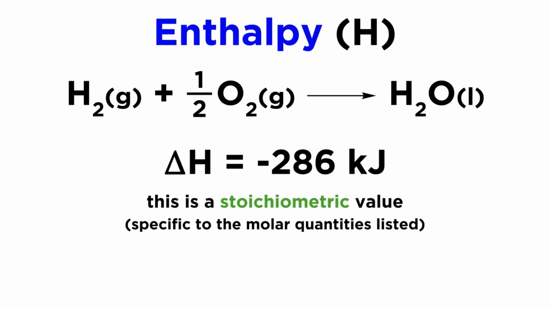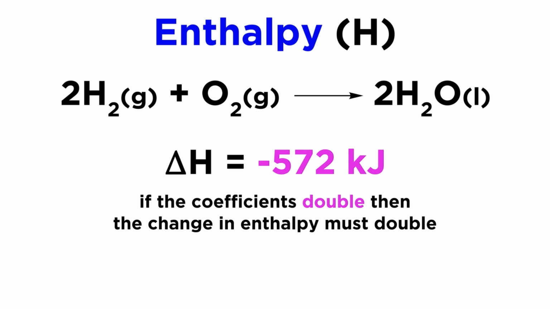Delta H is a stoichiometric value, which means it is specific to the molar quantities listed in the balanced chemical equation. So for this one here, the implication is that 286 kilojoules of energy will be released to the surroundings when 1 mole of hydrogen gas and a half a mole of oxygen gas react to produce 1 mole of liquid water. If these molar quantities are doubled, the delta H must also be doubled, as we can see here, since twice as many molecules will require twice the amount of heat exchange.